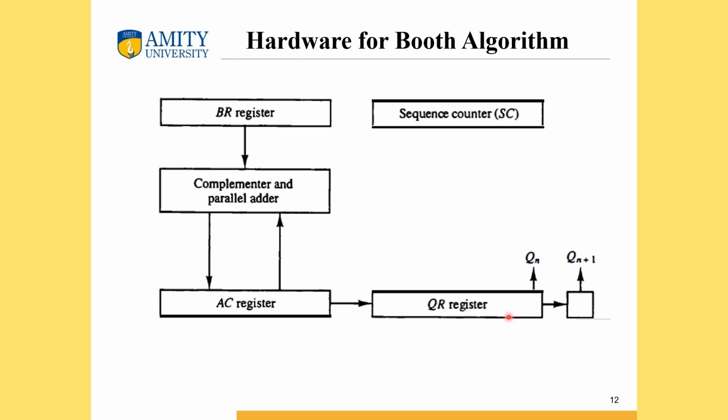The hardware for Booth algorithm is used as follows. We have BR register, we have AC register, complementer and parallel adder. The sequence counter is there. QR register has Qn, the Qn bit and the Qn plus 1 bit. The Qn plus 1 bit is used in the algorithm where we may have subtraction, or it is basically used in the signed numbers. We have an example coming up.